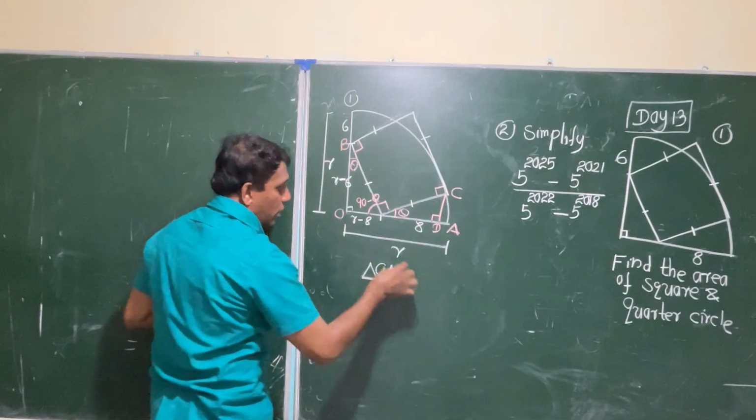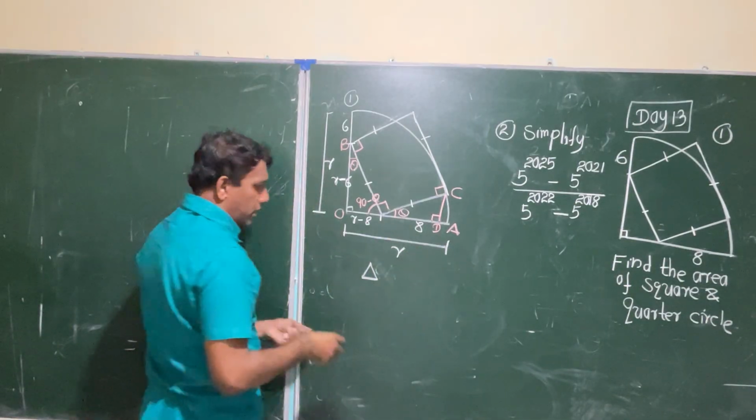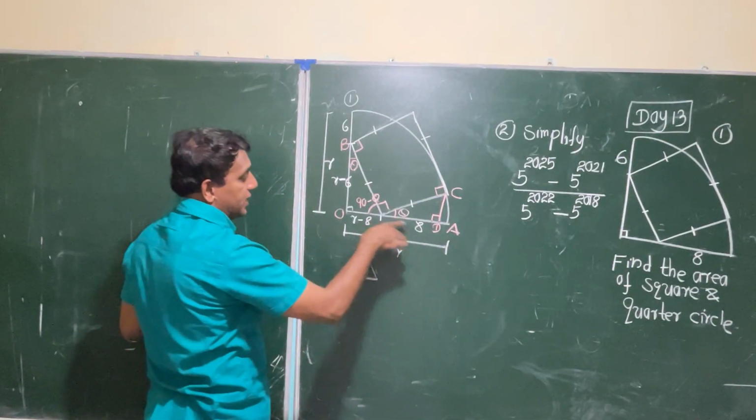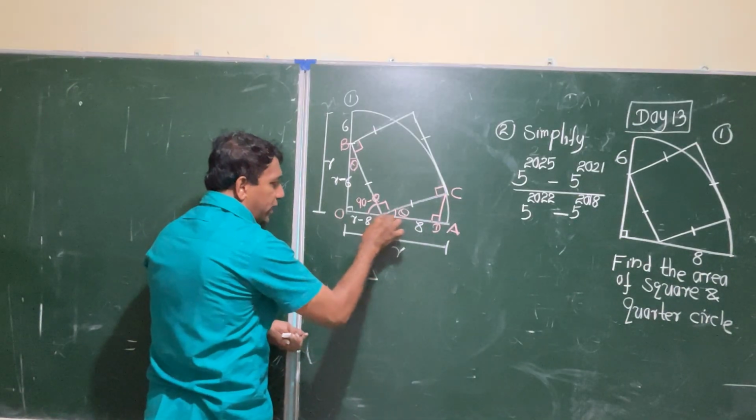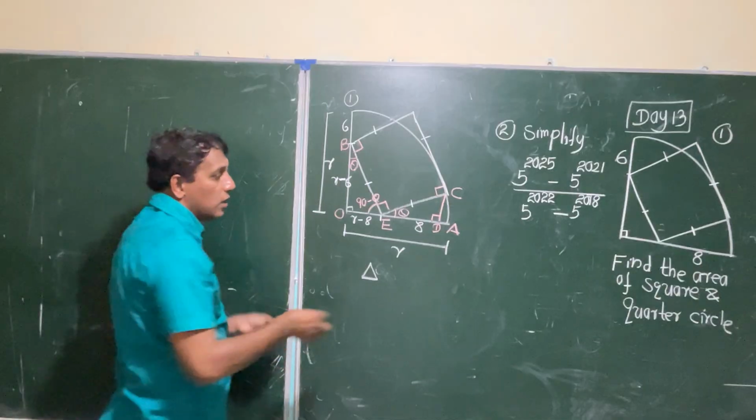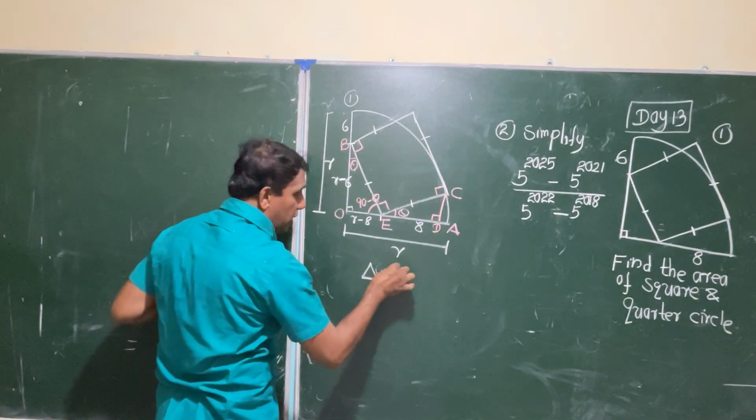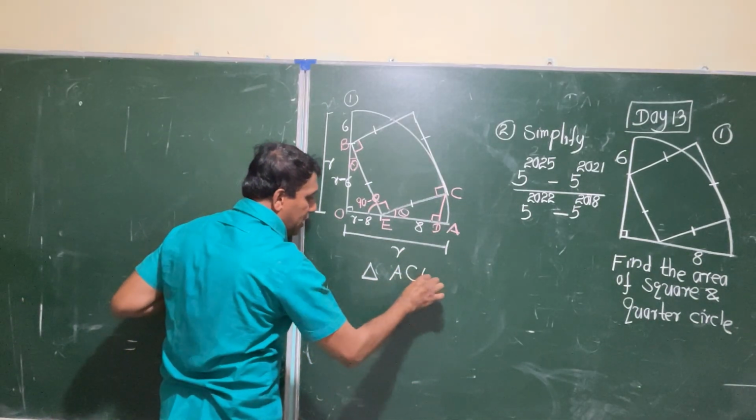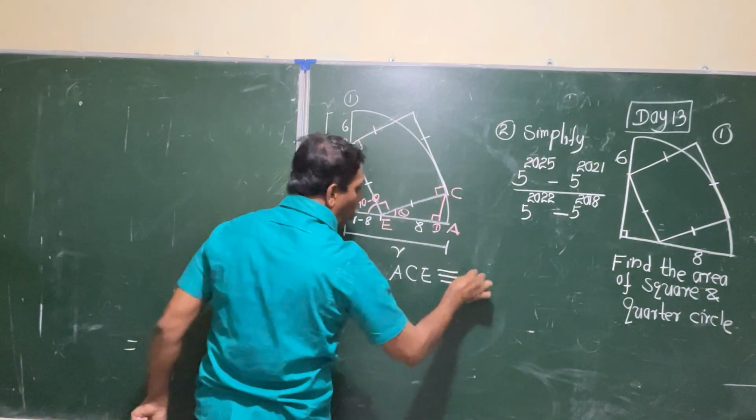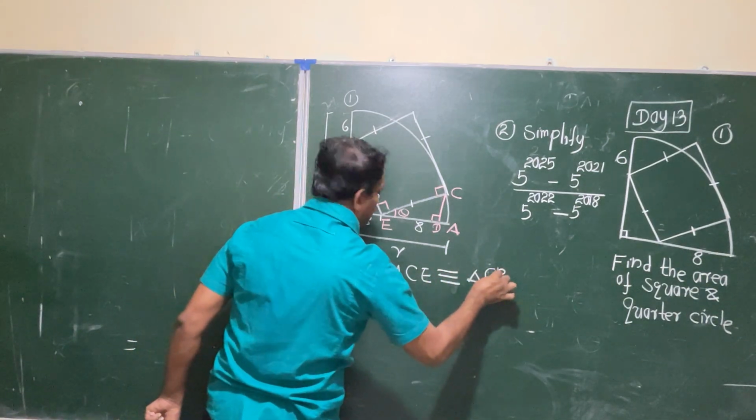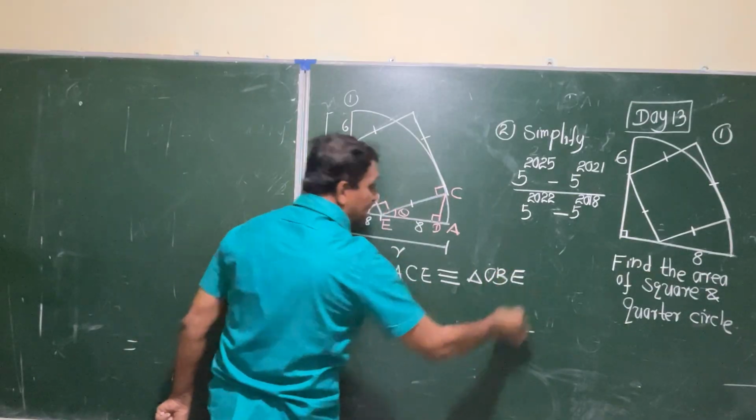I can mark a name here, A, B, C, D. This point is E, right? So triangle ACE, congruency, triangle OBE.